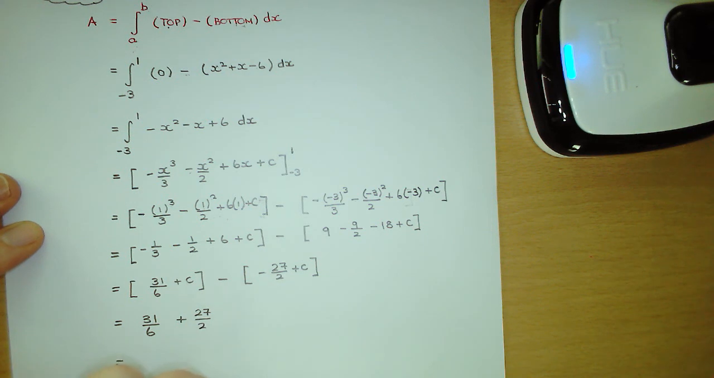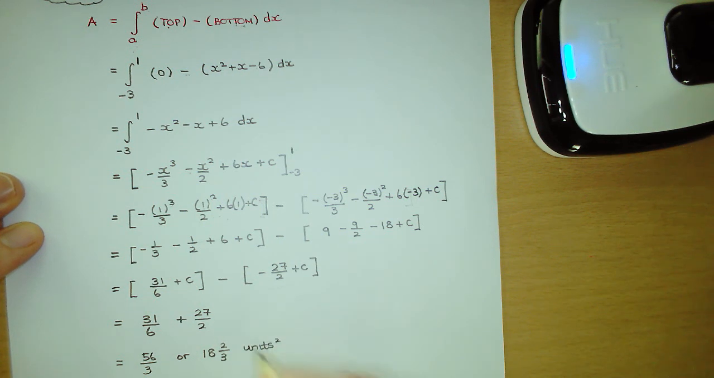And then go back to our calculator, 31 over 6 plus 27 over 2. And that's going to give you 56 over 3. And then if you hit your Shift SD button, that's going to turn it into a mixed fraction, which is going to be 18 2/3. And we've just worked out the area. That's what this numerical value represents, units squared.